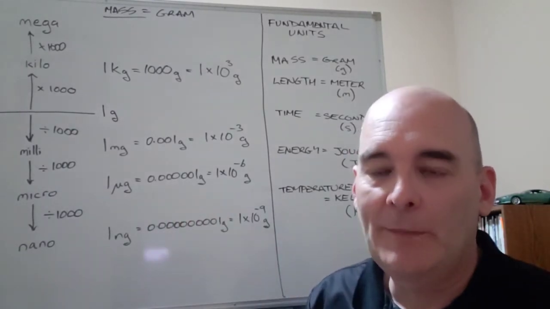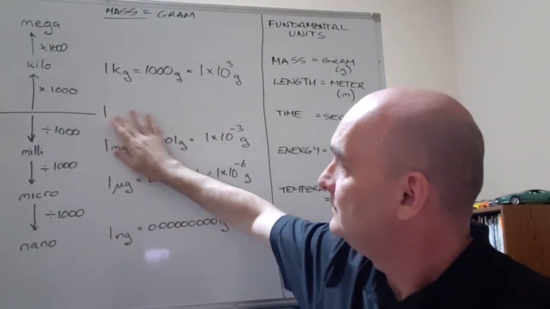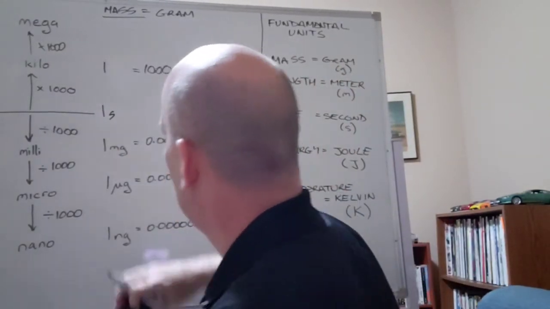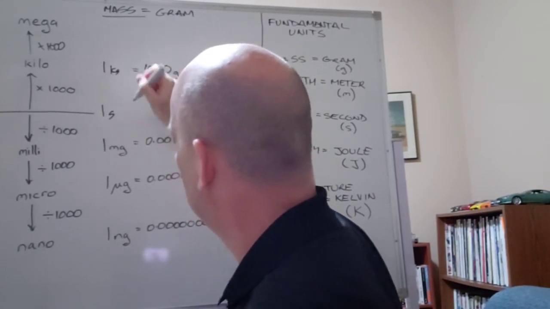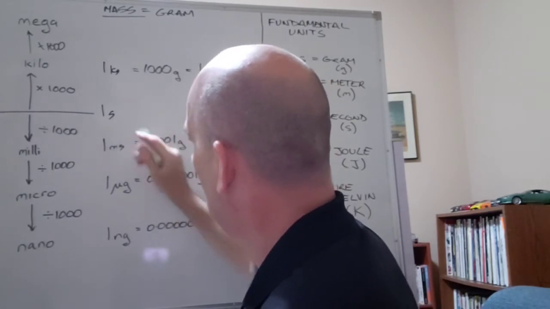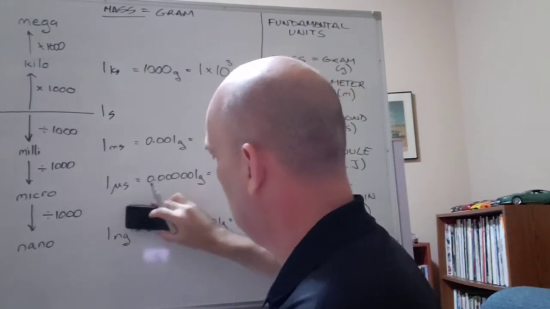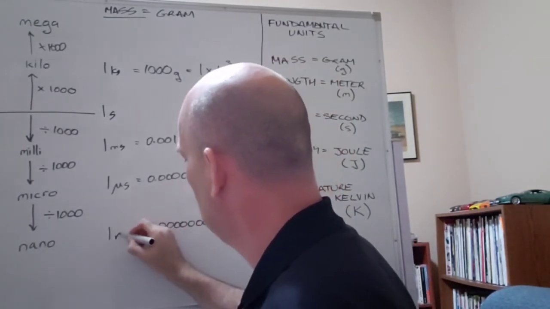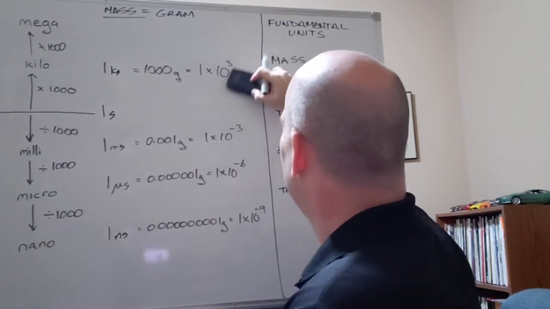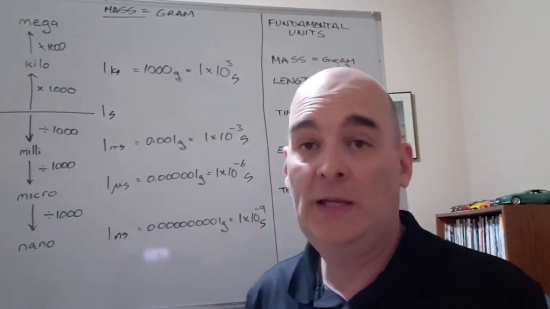Imagine for a second we were talking about time. If this is now a second, then 1,000 seconds would be a kilosecond. And 1,000th of a second would be a millisecond. And 1,000th of a millisecond would be a microsecond. And 1,000th of a microsecond would be a nanosecond.